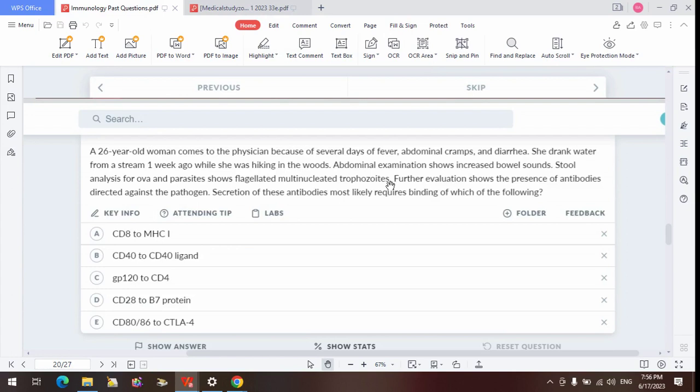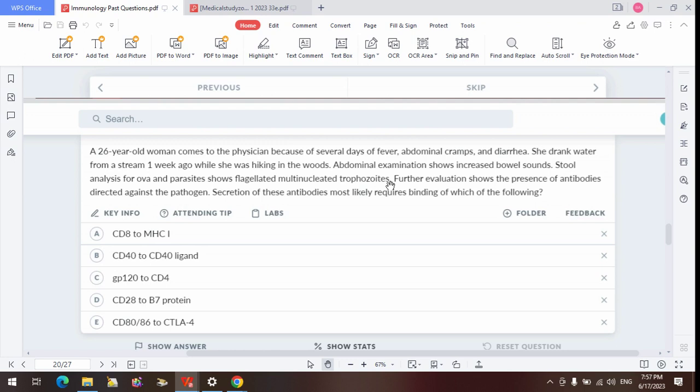Dr. Tutu, if you look at this question, you can easily be carried away looking at it as a simple parasitic infection. But flagellated is a giveaway word there, flagellated and a stool result. From the stem, most times it's from mountain hiking, so it is giardiasis. We also look at it: serologic evaluation shows the presence of antibodies directed against the pathogen. So the question says secretion of these antibodies most likely requires binding of which one.